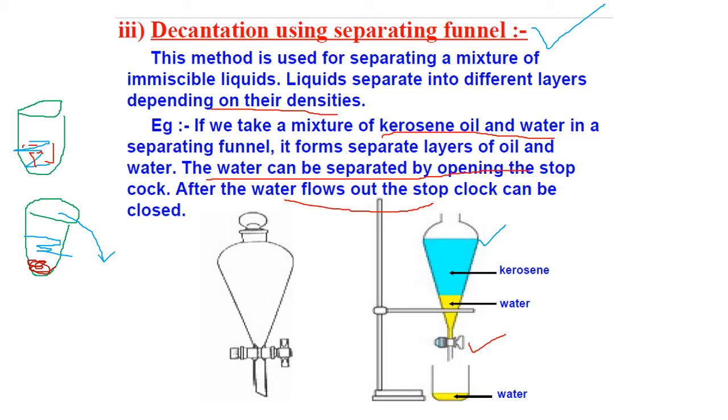Can you see this? This is the water and this is the kerosene. As these two do not mix together, because of their difference in densities, the water will form one layer and the kerosene another layer. We can separate the water first, and when all the water is finished, we can separate the kerosene separately.